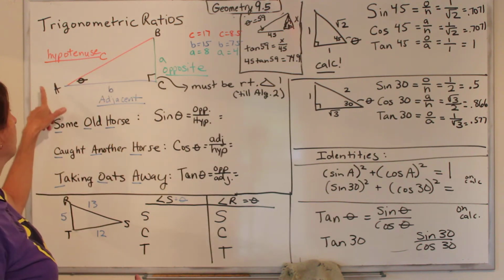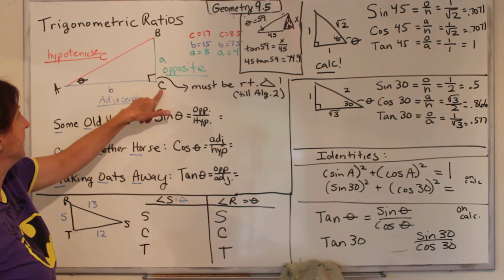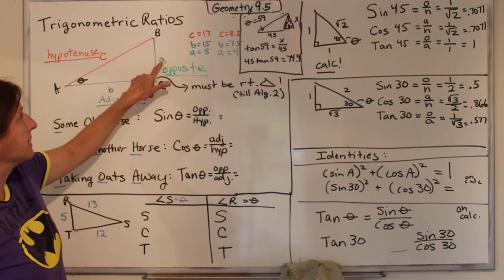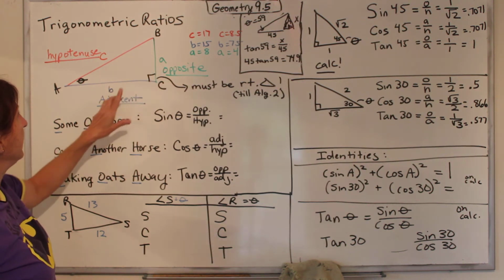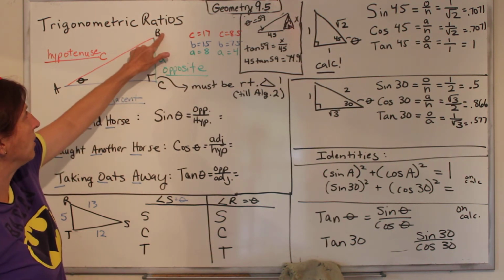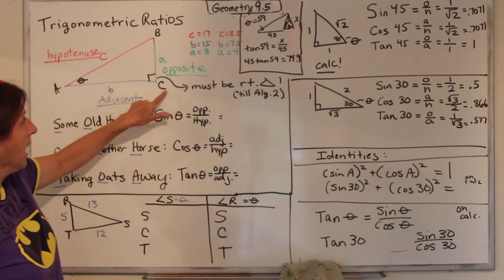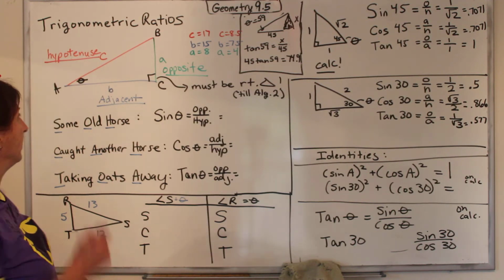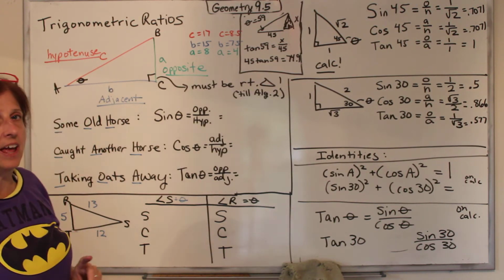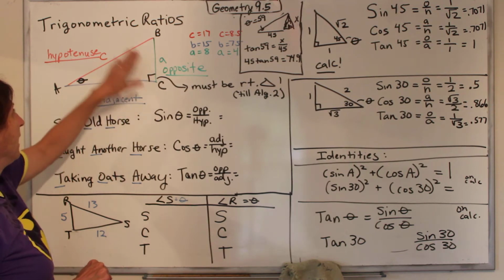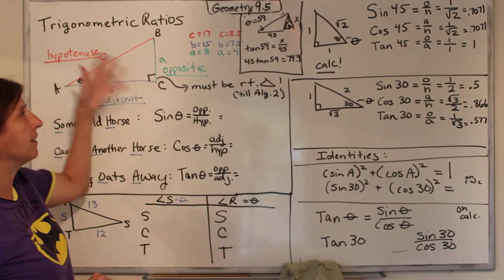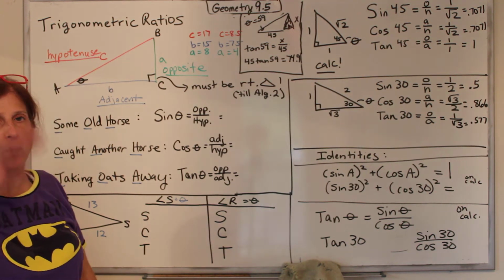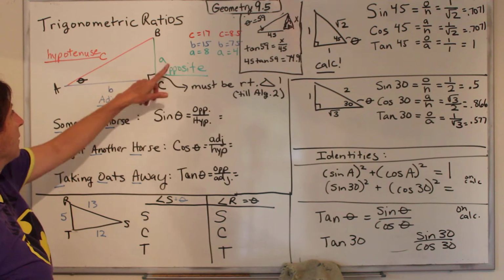On this triangle, the vertices are A, B, and C. They named the side across from angle A, side little a. The side across from angle B is side little b. And the side across from angle C is side little c. Now, this is our unknown angle, theta, and we have to know what to call the sides besides a, b, and c. The longest side is always called the hypotenuse. Whew, we know that one. Okay, well, what about the other two?